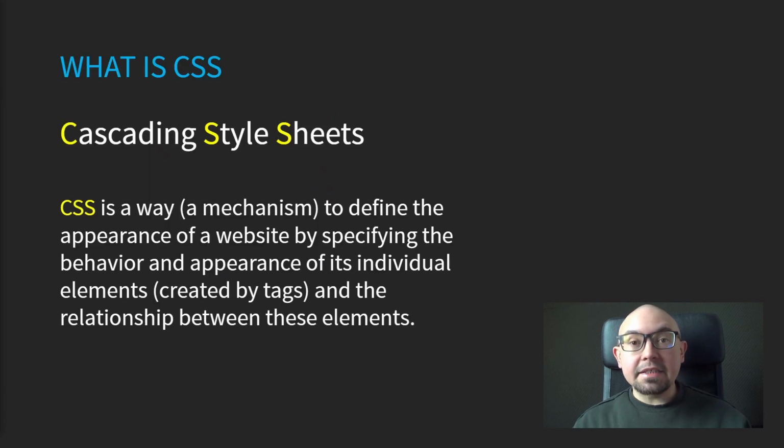CSS is cascading style sheets. It's some sort of a mechanism or a way for us to define the look, layout, and behavior of the elements on a website. CSS is a powerful tool that can make a website that is plain text and a bunch of images look amazing. This is the job of CSS. CSS determines the appearance, layout, and behavior of the elements that are created using the HTML tags.